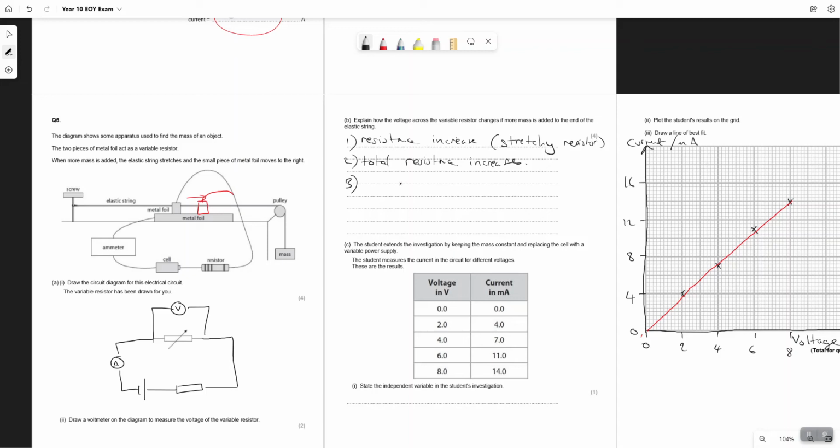A reference to the equation in the form of current is equal to voltage over resistance. Okay, so the voltage is a fixed number, it's from the cell. The total resistance of the circuit has gone up. So therefore, because of that, we can say that the current in circuit decreases.